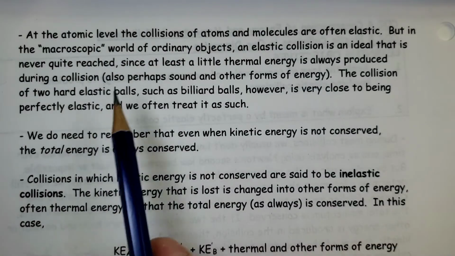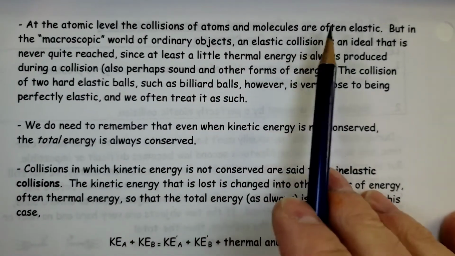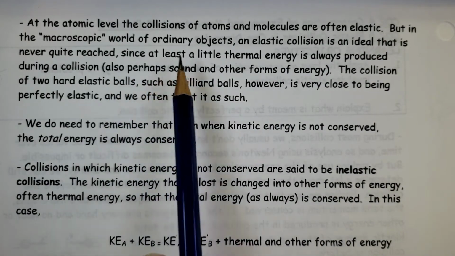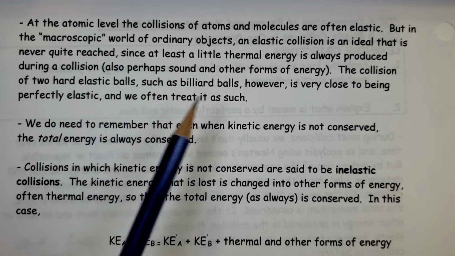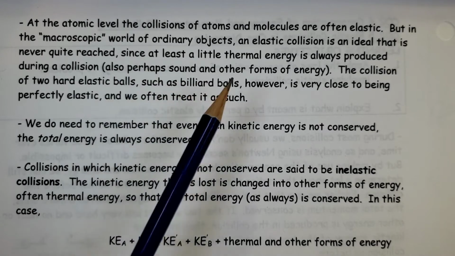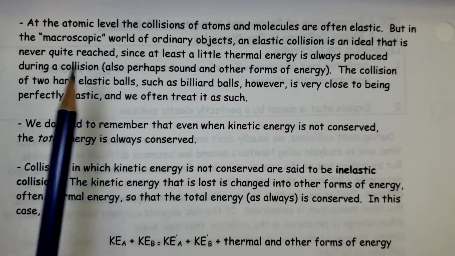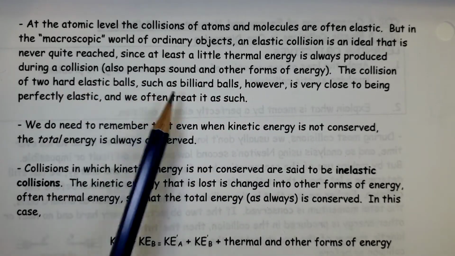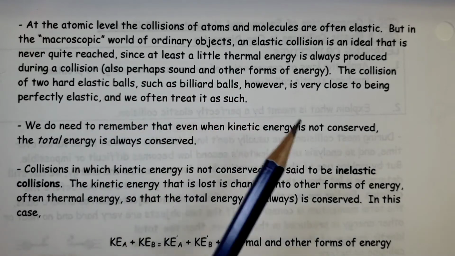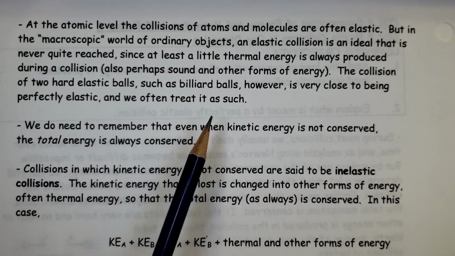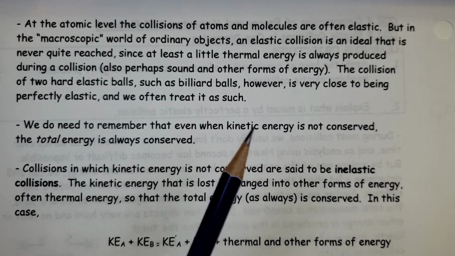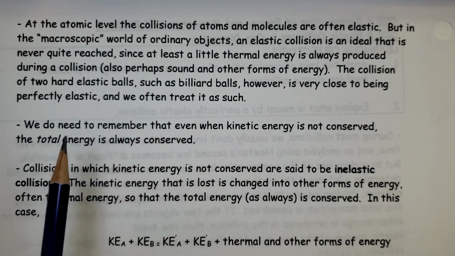At the atomic level, the collisions of atoms and molecules are often elastic, but in the macroscopic world, where we see ordinary objects, an elastic collision is an ideal that is never quite reached, because you always have a little bit of thermal energy being produced during a collision. Also perhaps sound and other forms of energy. The collision of two hard elastic balls such as billiard balls, however, is close to being perfectly elastic, and we often treat them that way, even though of course we hear them hit each other, and that's going to be an energy transformation.